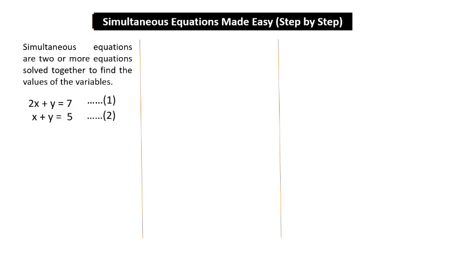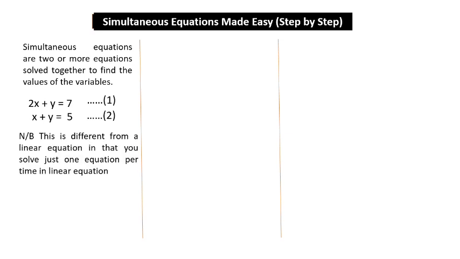We also have what we call a linear equation, and a linear equation is very different from simultaneous equations. What is the difference? In a linear equation, we have just one equation to solve at a time. But in simultaneous equations, we have two equations. That is why it is called simultaneous. They go hand in hand. So that is the major difference: a linear equation is solving one equation, but in simultaneous equations, you have a pair of equations to solve.